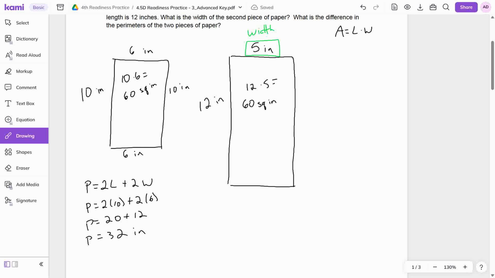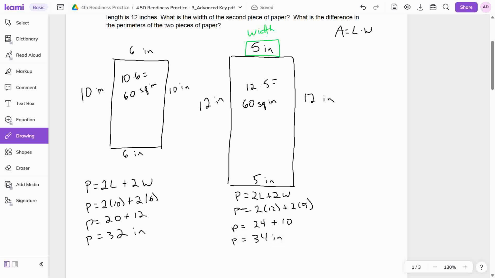That's the first one. Let's do the second one. P equals double the length plus double the width. So that's going to be, remember, there's going to be two 12s. There's also going to be a 5 down there. So 2 times 12 plus 2 times 5. It's going to be 24 plus 10. So P equals 34 inches.